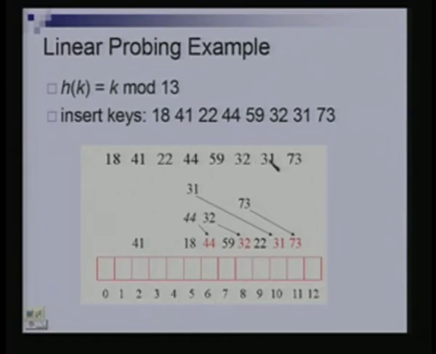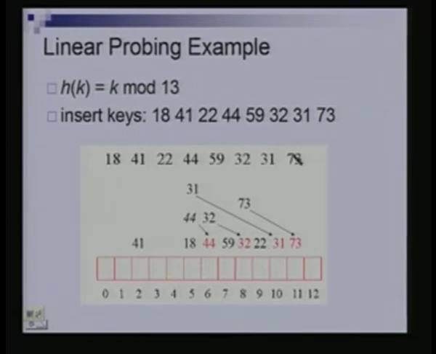31, 31 mod 13 is 5. So we should have put 31 here, but this location is occupied with 18. So we go to the next location, which is occupied by 44. So we go to the next location, which is occupied by 59. Next, occupied by 32 already. Next, already occupied by 22. So we go to the next location, which is empty, and we put 31 here.